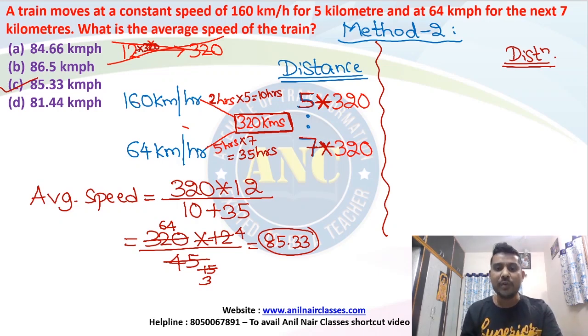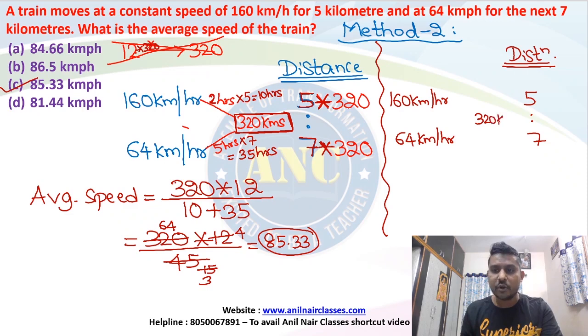Now see here, we know that the speed is 160 kilometers per hour for the first part and 64 kilometers per hour for the second part, and the distance ratio is 5:7. I assumed the distance as 320 kilometers, and because of this I got this as 2 hours, and because of this I got here 5 hours.